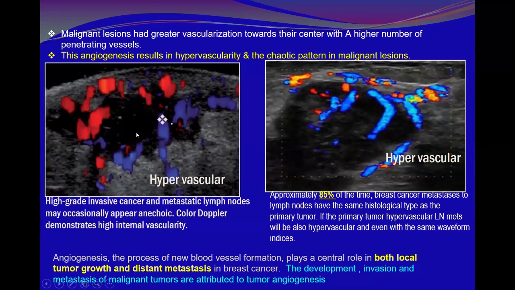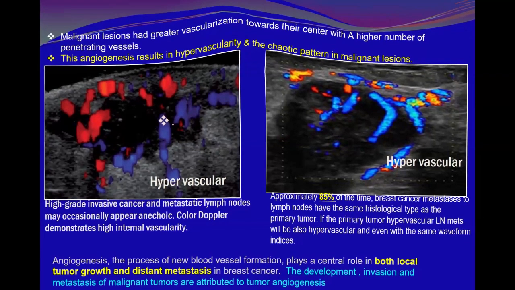Okay, here we can see a hypervascular primary with hypervascular metastatic lymph nodes. In 85% of breast cancers, the metastatic lymph node has the same histological type as the primary. If the primary is hypovascular, the lymph node will be hypovascular. If it is hypervascular, it will be hypervascular. Even the spectral waveform will be more or less the same. As you know, angiogenesis, the process of new blood vessel formation, plays the central role in tumor growth, invasion, and distant metastasis. So tumor development, invasion, and the metastatic process are attributed to new angiogenesis. That is why I can explain the metastatic lesion having the same radiological pattern and appearance as the primary lesion.